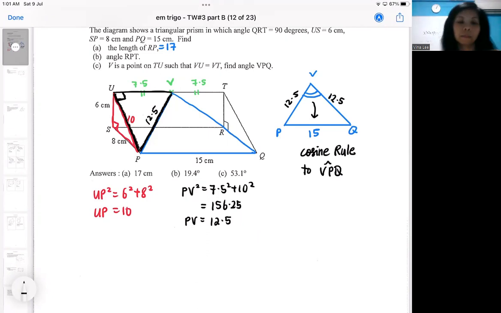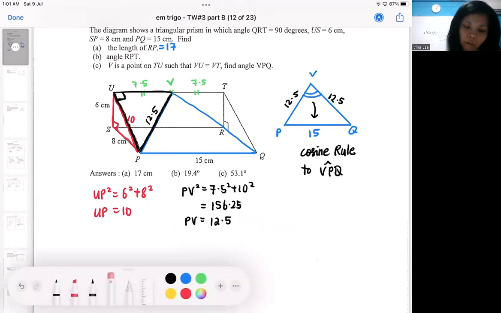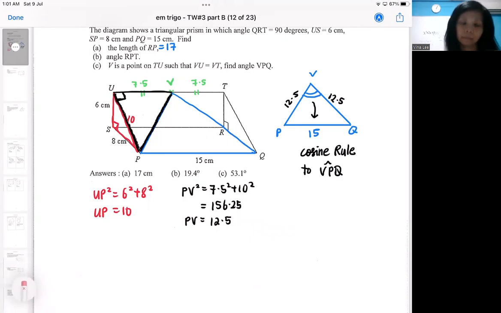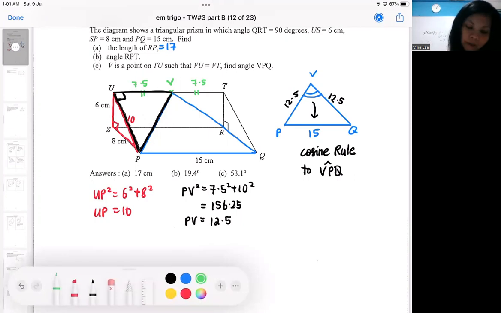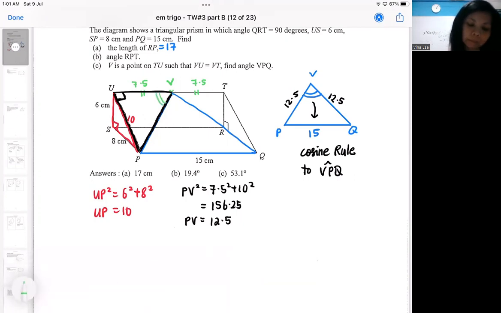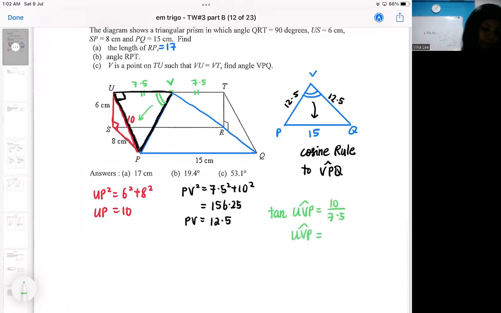There's also another way. Another way will be I do not need to find this. I focus on finding this. Okay, so maybe for simplest. Okay, so if I'm going to find this UVP, it will be a tangent. So tangent UVP will be equal to 10 over 7.5. You can do that.